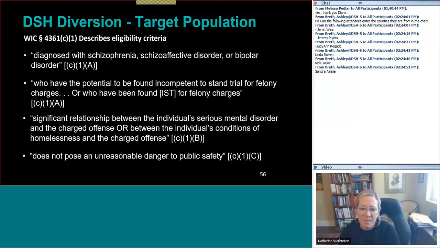And these are people who would not pose an unreasonable danger to public safety, and people who commit crimes when they're psychotic without a lot of associated other violence risk factors. Once they're no longer psychotic, their risk plummets, and that's kind of the population we're trying to capture here. Next slide, please.